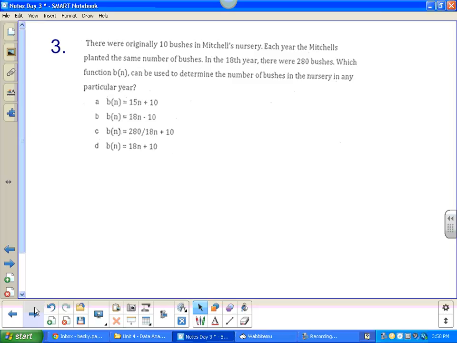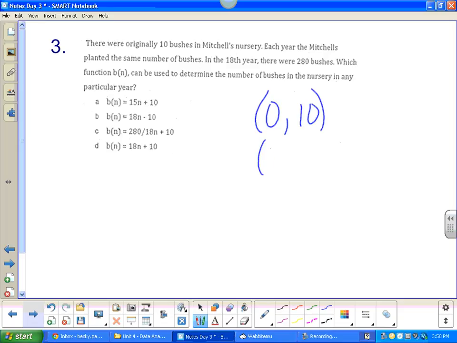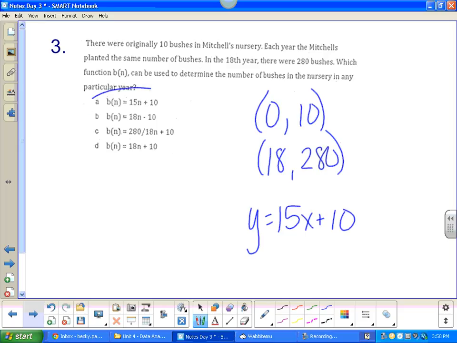Then another problem very similar. There are 10 bushes in Mitchell's nursery. Each year the Mitchells planted the same number of bushes. In the 18th year there were 280 bushes. Which function B of n can be used to determine the number of bushes in the nursery in any particular year? So originally there were 10, and in the 18th year there were 280. You're going to go to your calculator, L1, L2 it, type it in, and get your equation, and you're going to get y equals 15x plus 10, which is A.